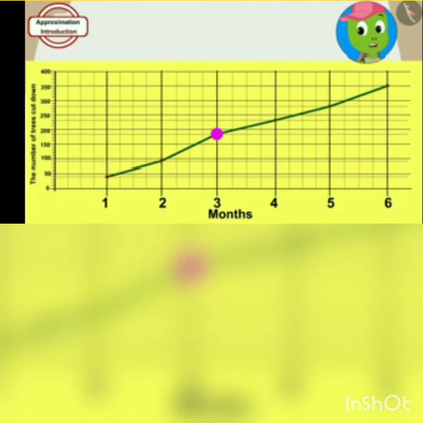There is maximum difference between the dots of the second and third months. So, the maximum trees were cut in the third month.